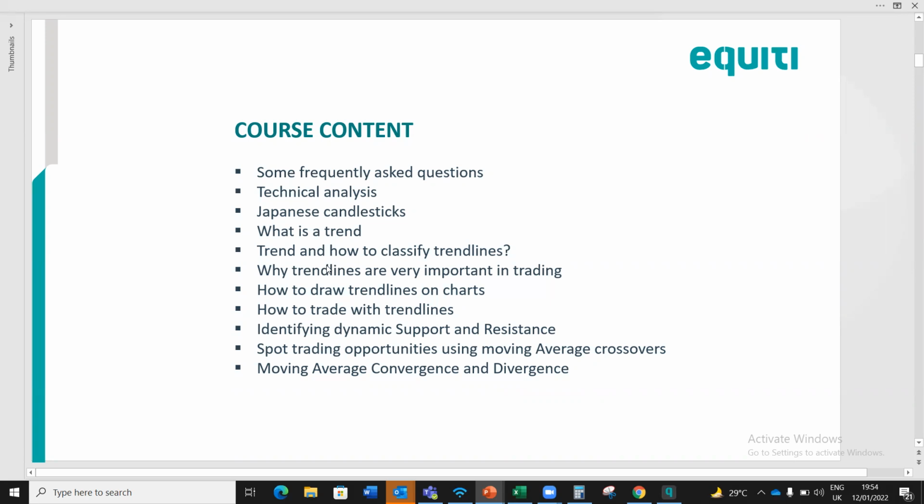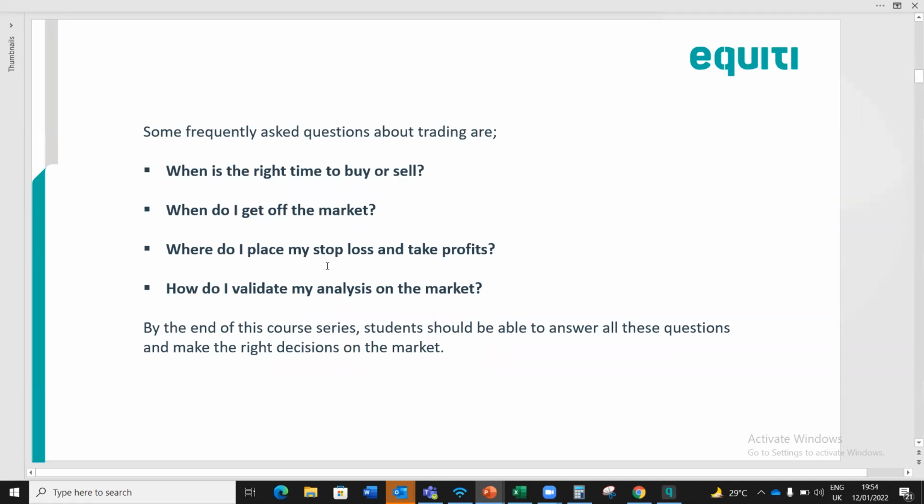Then we're also going to be talking about moving average convergence and divergence. Now, this is super rich. Can we get into business? All right. Just a quick one. What are those frequently asked questions concerning forex trading?